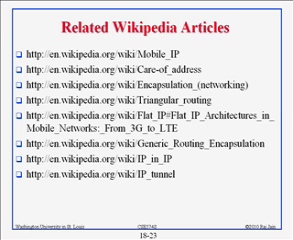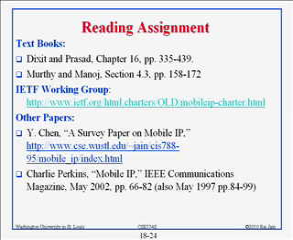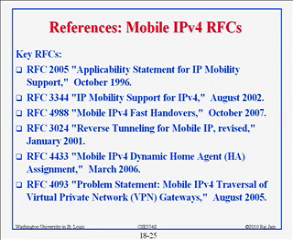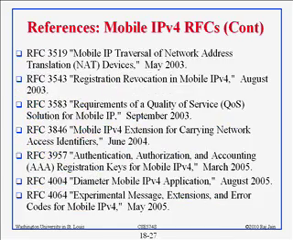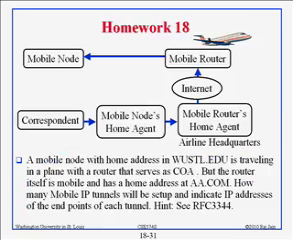Now, in terms of reading, there is a set of Wikipedia articles, some books, and papers. Actually, there was a homework I thought. Let me see if I can find the homework. Where is the homework? Right here. Okay, homework 18. Homework 18 has to do with network mobility.